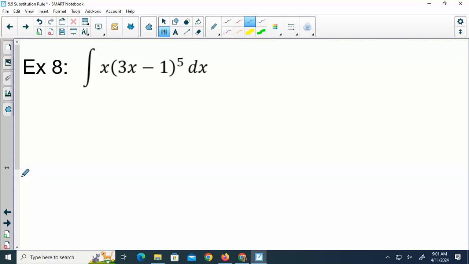Okay, so if I look at this one, we can't multiply it out because it's to the fifth. Order of operations says you do the exponent first. u, what's the inside? And then du would be 3 dx.